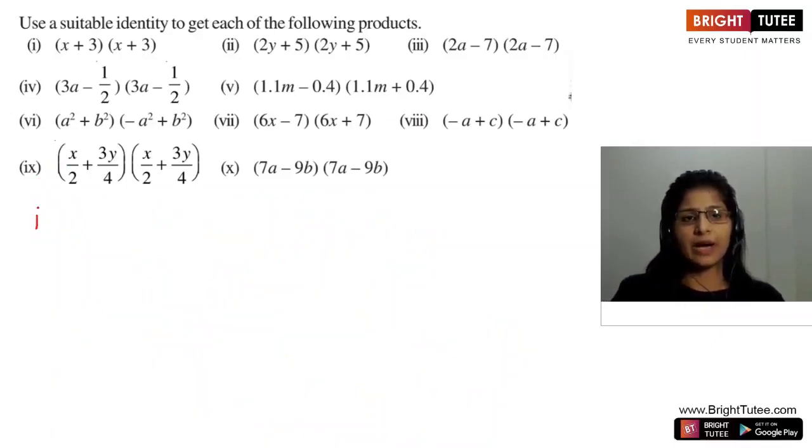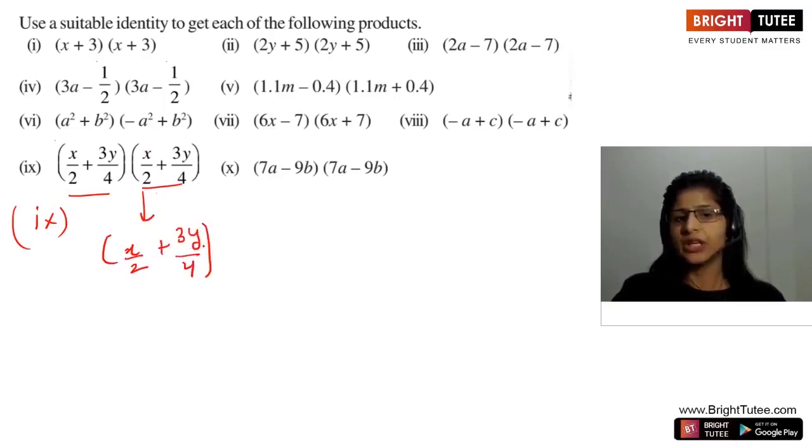So in the ninth part, what we are given? x upon 2 plus 3y upon 4. This can be written as x upon 2 plus 3y upon 4 whole square. So it is what? a plus b whole square, right?